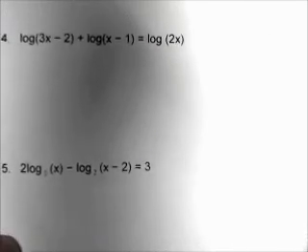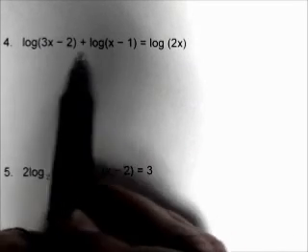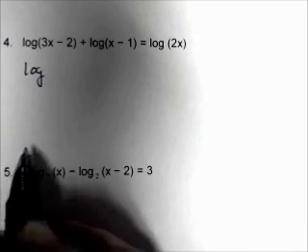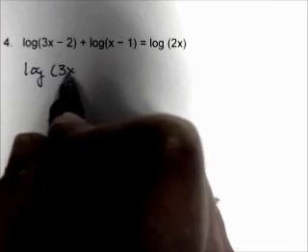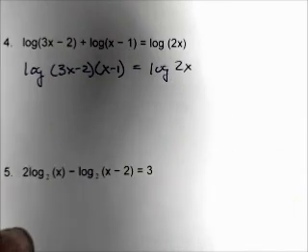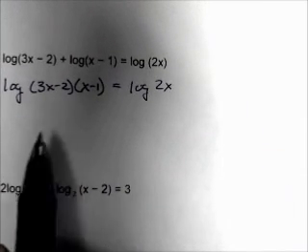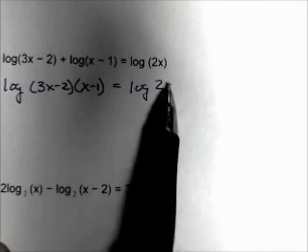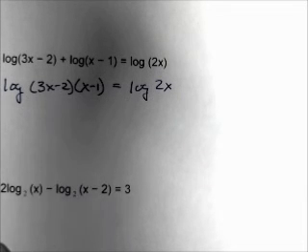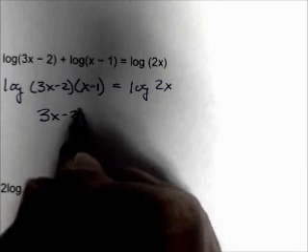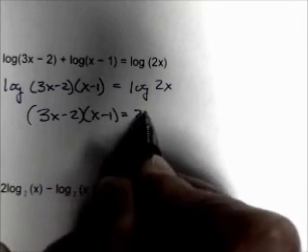Number 4, and we have two log terms on the left-hand side, so we'll condense to a single log. The addition meant we had multiplication to start with. Now we have log on each side of the equation, so that would mean that these arguments would have to be equal to each other in order for our two sides of our equation to be equal. So 3x minus 2 times x minus 1 is equal to 2x.